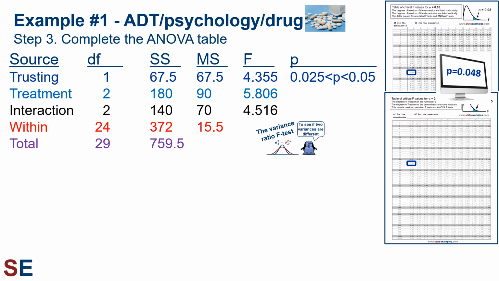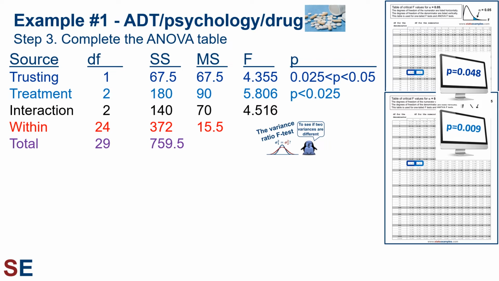For the treatment factor, the f-value is 5.806, with 2 degrees of freedom in the numerator and 24 degrees of freedom in the denominator. Looking at the tables of critical f-values, we see that the p-value will be less than 0.025, and the computer gives an exact p-value of 0.009.